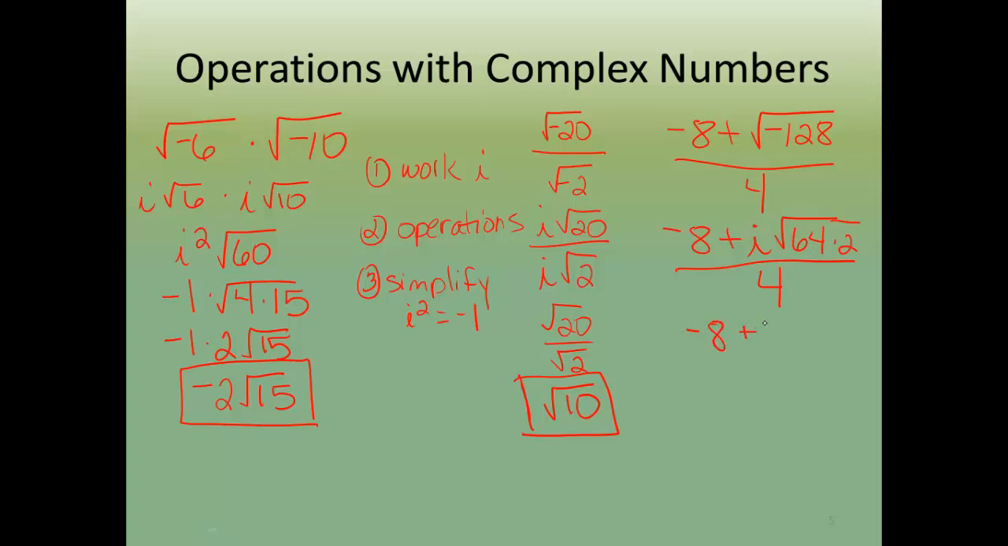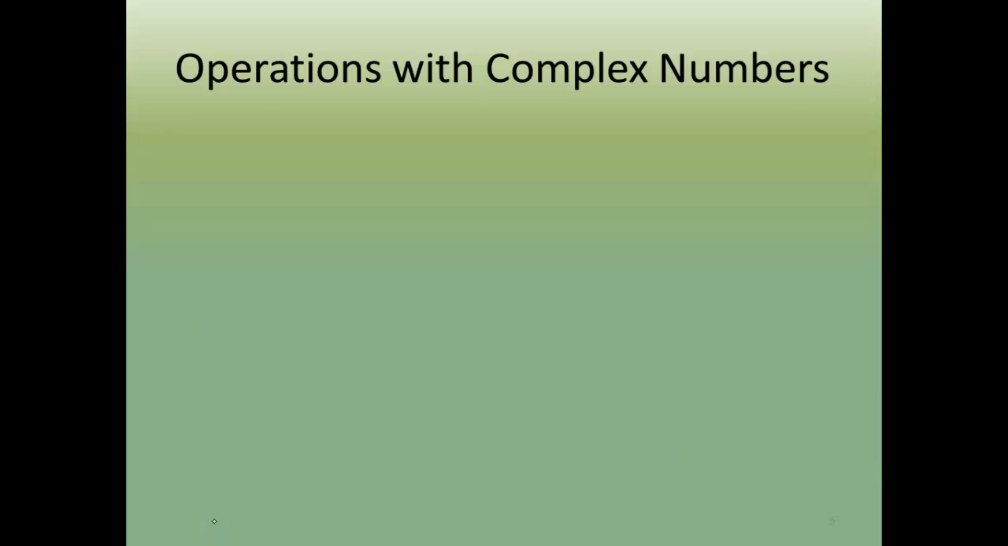The square root of 64 is 8. I'm left with i square root of 2 all over 4. And then the last thing I can do is simplify. So 4 goes into negative 8, that's negative 2. 4 goes into that 8 2 times. And there's the simplification for that one. So a lot of the rules for square roots we have are going to continue to work.